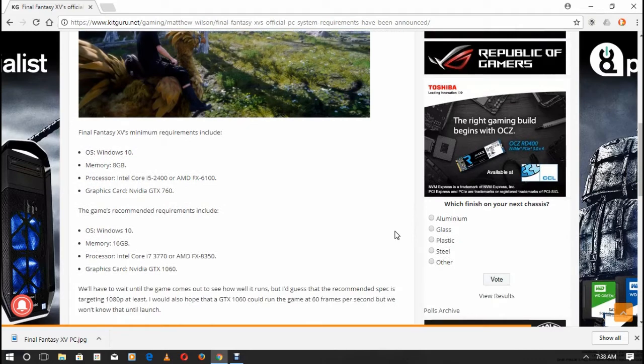So here are the Final Fantasy 15 minimum requirements. You need the official software of Windows 10. You need at least 8 gigabytes of memory, and for your processor, an Intel Core i5-2400 or the AMD FX-6100, and for the graphics card, the NVIDIA GTX 760.